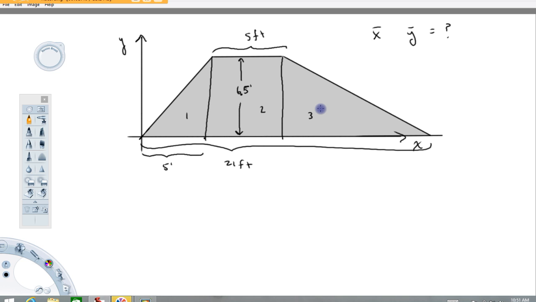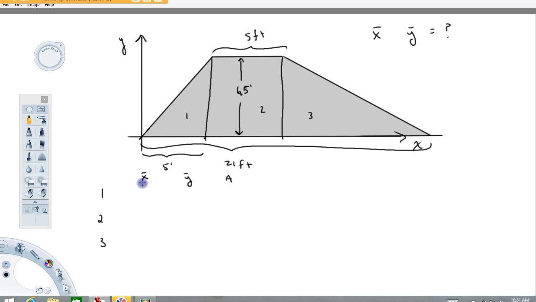Now, when you're dealing with these composite bodies, I find it's best to deal with this in tabulated form. So I'm going to put chunk 1, chunk 2, chunk 3, and fill out a table here. I'm going to calculate x bar for each chunk, y bar for each chunk. We're going to need the area of each chunk. I'll calculate that, and we're going to use these values to calculate the centroid of the entire geometry.